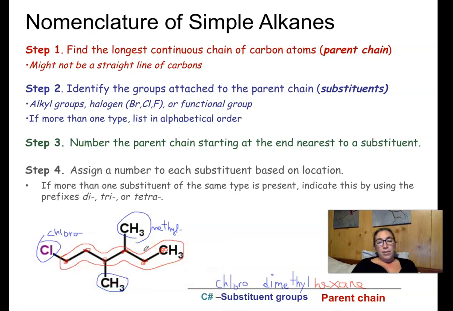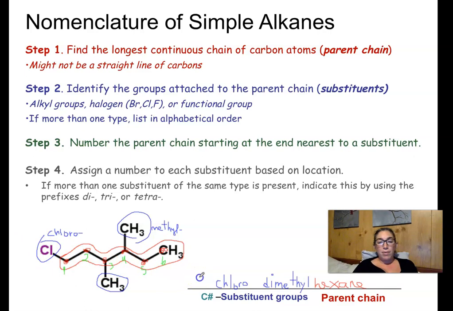So we want to start with the side that is closest to a substituent, and in this case the left side is, because this carbon right here is already bonded. It's got a substituent coming off of it, chloro. So I'm going to label it this way, left to right. 1, 2, 3, 4, 5, 6. I'm just labeling all of the carbons in that parent chain so I can give those substituents an address.